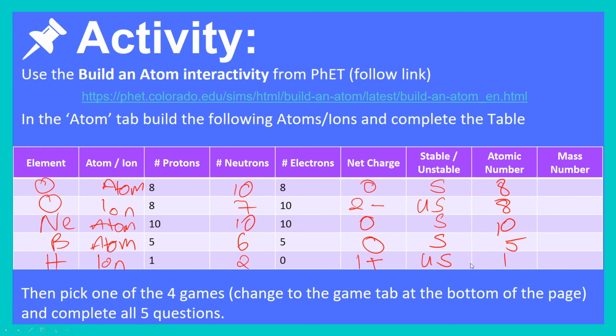Finally, the way I get my mass number is I add the column with the protons and the neutrons together. So 8 plus 10 is 18, 8 plus 7 is 15, 10 plus 10 is 20, 5 plus 6 is 11, and 1 plus 2 is 3. So that's my table. Like I said, if you put in the same numbers of neutrons, you should have gotten the same results for the stable and unstable and mass number columns. But if you did different numbers of neutrons, you're going to get different answers for the other ones, and that's totally fine. This was an activity just to get you to investigate things and how things change.